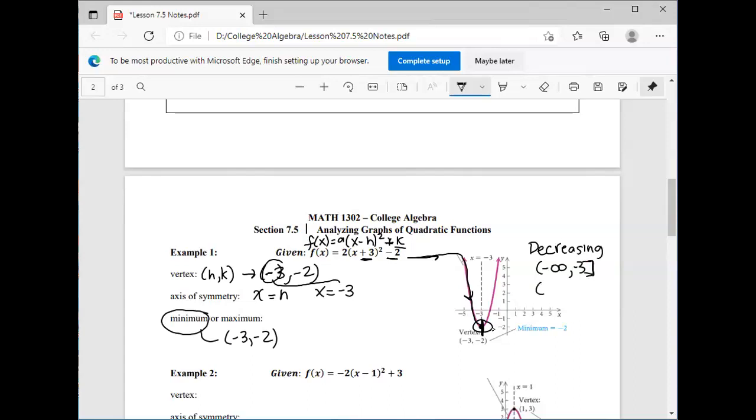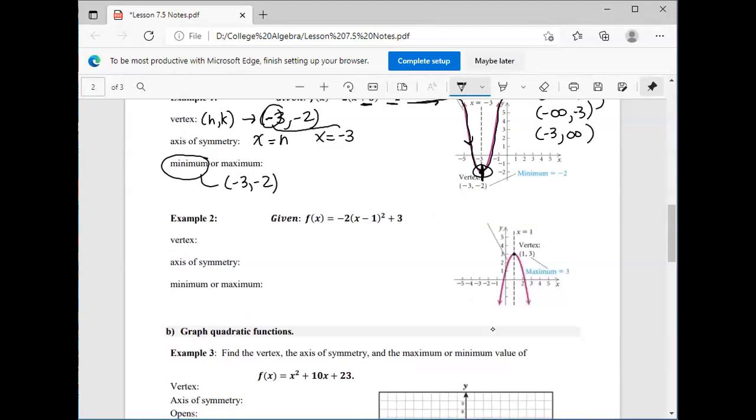And then it's increasing from negative 3. Hold on, I think we need a parenthesis there because it's not equal to that. It's just where we stop. And then it's increasing from negative 3 to infinity. From where X is equal to negative 3 all the way to infinity, this thing's going to keep increasing. Are you guys okay with that? All right, because we're going to talk about that some more in just a minute.